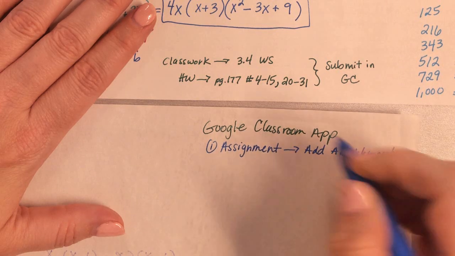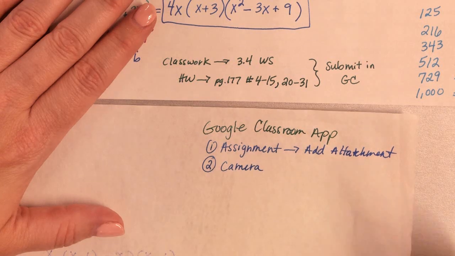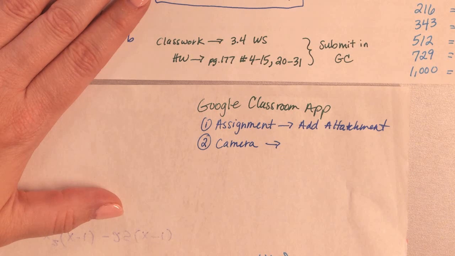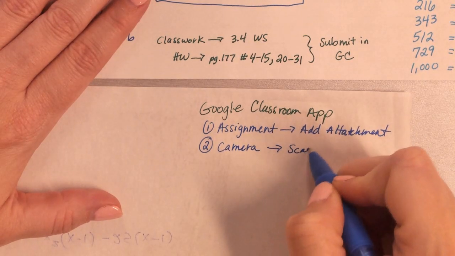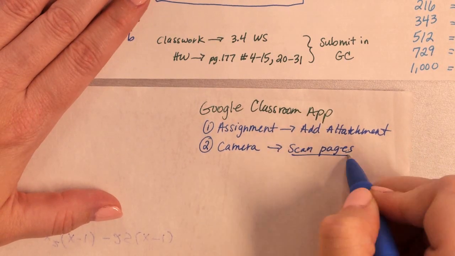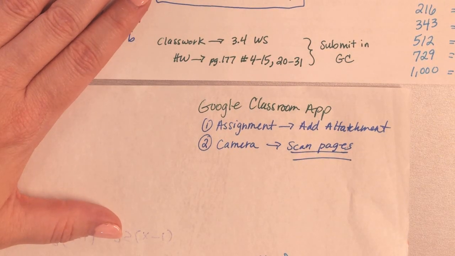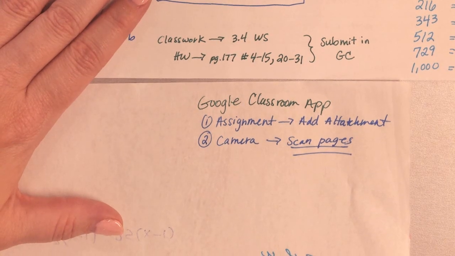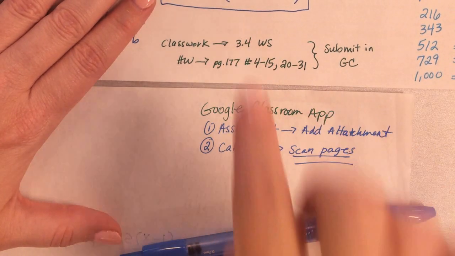Okay? Once you do that, there is a spot where you can select your camera, and then you can select, no, it says scan what? Scan pages. Scan pages, and that's what I want you to use. Okay, and that way it just makes it a PDF. You don't have to attach multiple photos. You can take them all at one time. And from what I've heard, it's quicker. Okay, so that's what I want you to do with both of these.